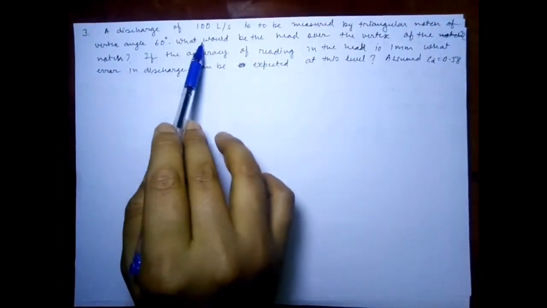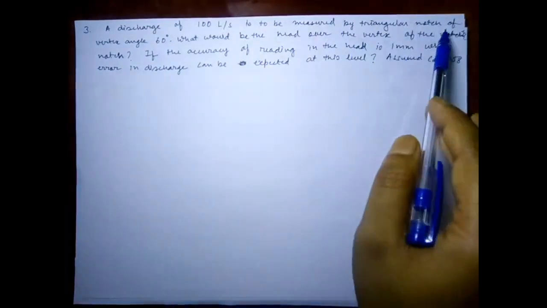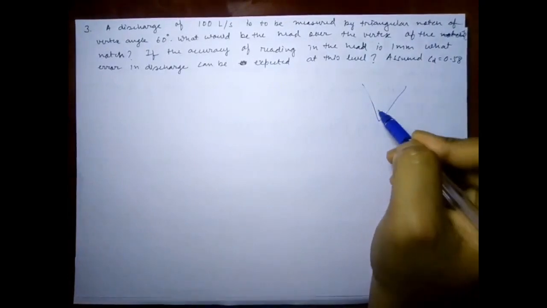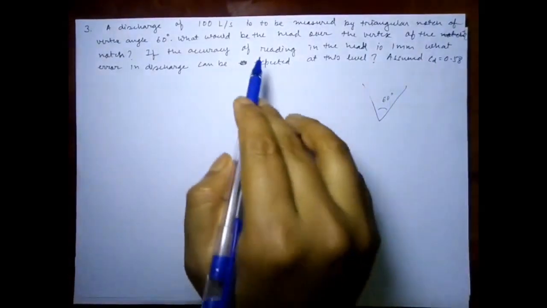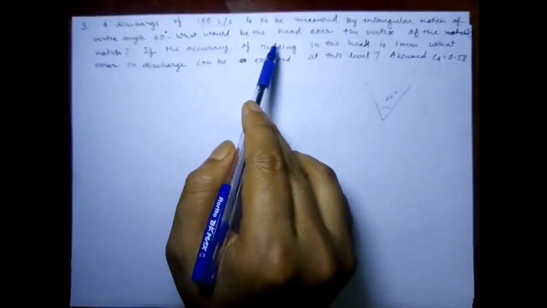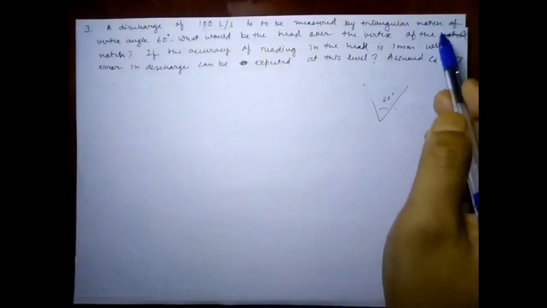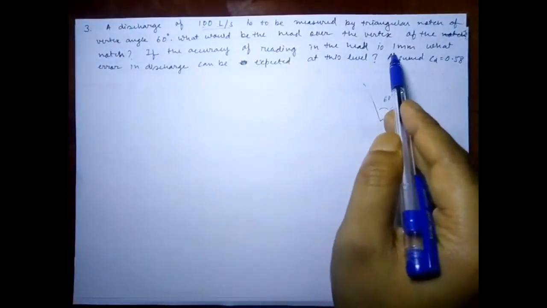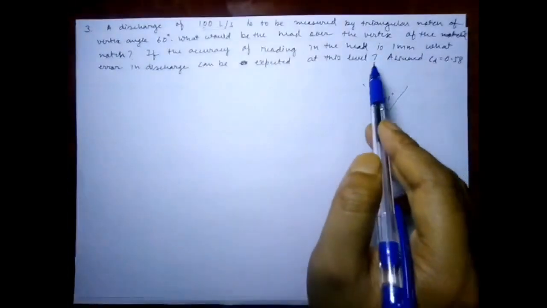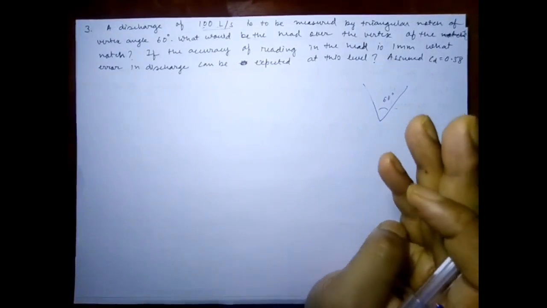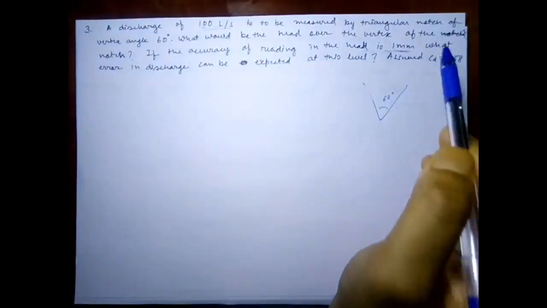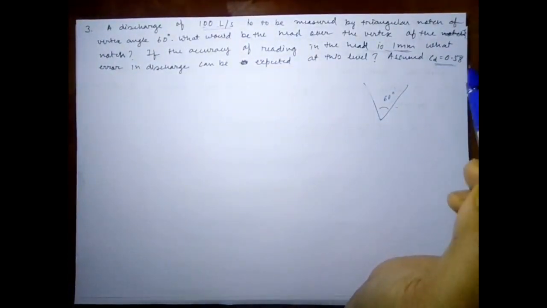In the third question, a discharge of 100 liter per second is to be measured by a triangular notch of vertex angle 60 degree. So we have a triangular notch, the vertex angle is 60 degree, and the discharge is also given to us. What would be the head over the vertex of the notch if the accuracy in the reading of the head is 1 mm? What error in discharge can be expected at this level? So we also have to find the error in the discharge for an accuracy of reading in the head of 1 mm. CD is given as 0.58.